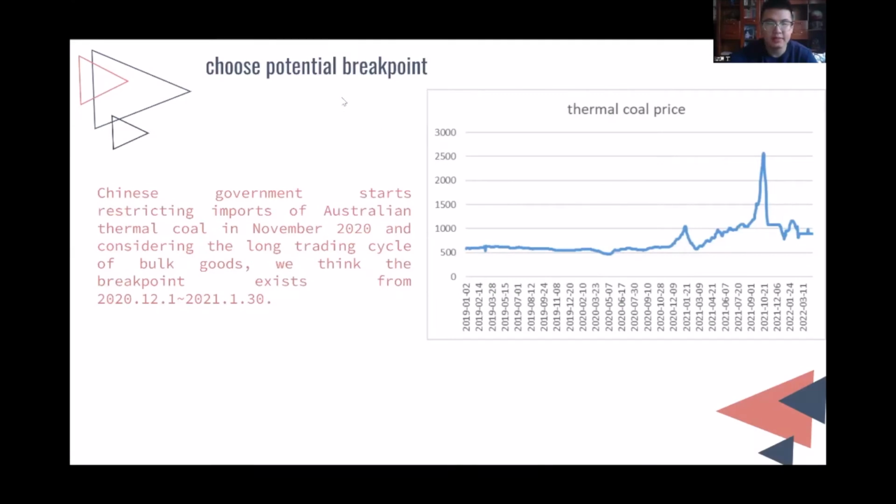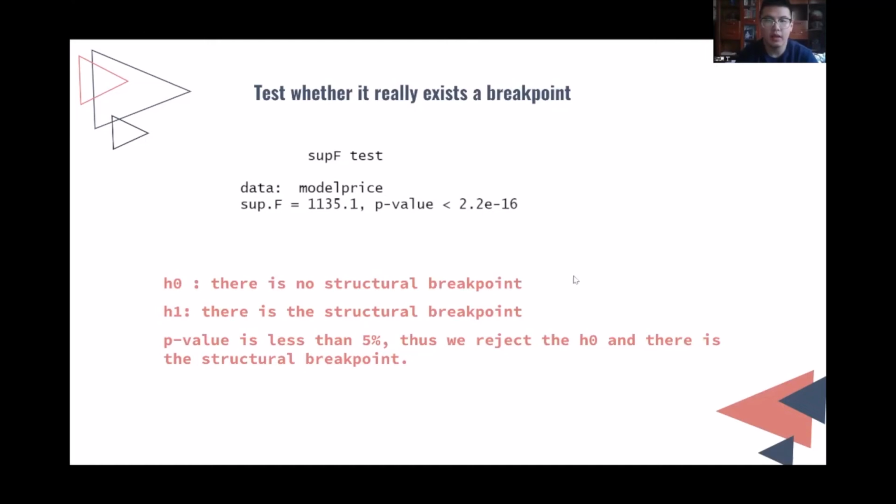After that, in step 2, we will choose the potential breakpoint, because the Chinese government started restricting imports of Australian thermal coal in November 2020, and considering the long trading cycle of bulk goods, we think the breakpoint exists from December 2020 to January 2021. Then we will test whether a breakpoint really exists.